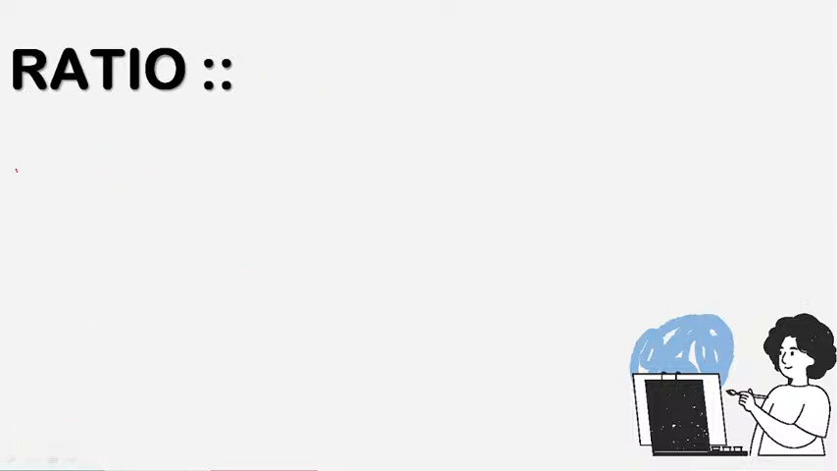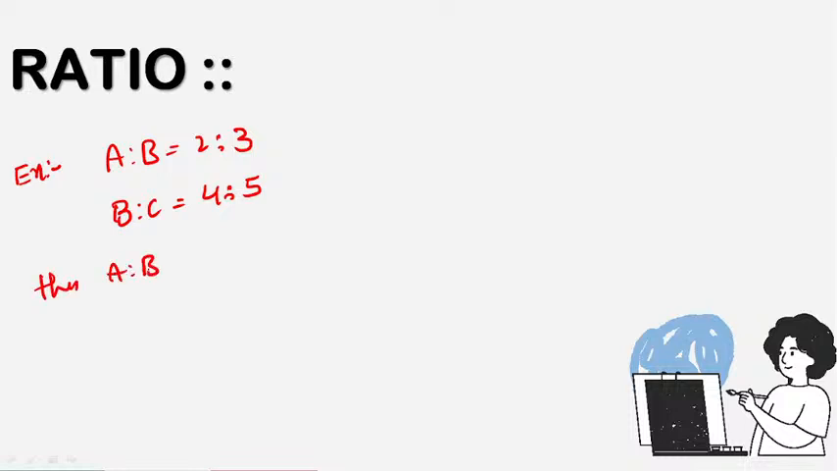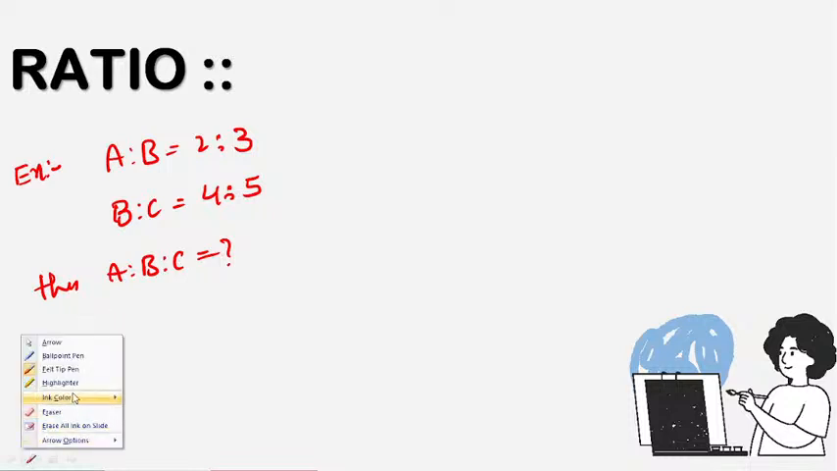I'm taking one example, guys. A is to B, the ratio is 2 is to 3. And next, B is to C, the ratio is 4 is to 5. Then find A is to B is to C. Use different methods, guys. Okay, no problem. First, I'm going with the basic method. Look at the screen, guys.